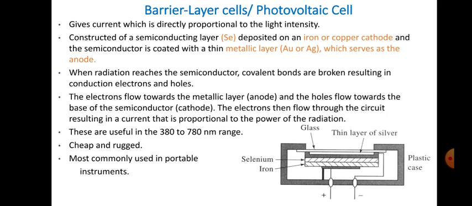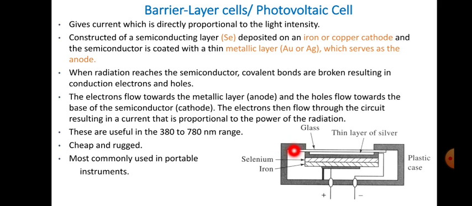The first type of detector under the photocell is the barrier layer cell, also referred to as a photovoltaic cell. It gives a current which is directly proportional to the light intensity. Let us see the construction of this particular photovoltaic cell.